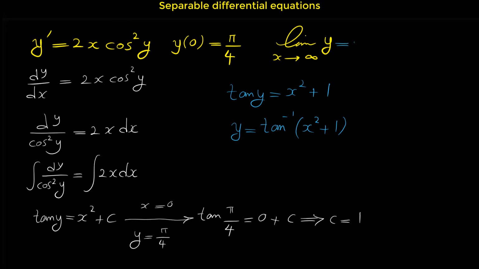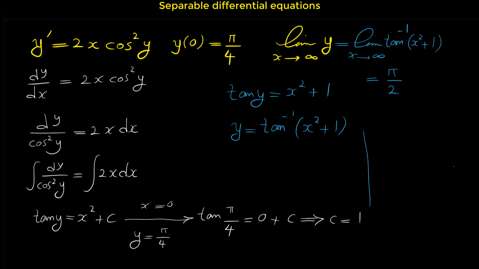So we have to find the limit of tangent inverse of x squared plus 1 as x goes to infinity. When x goes to infinity, x squared plus 1 goes to infinity. And tangent inverse of infinity is pi over 2.